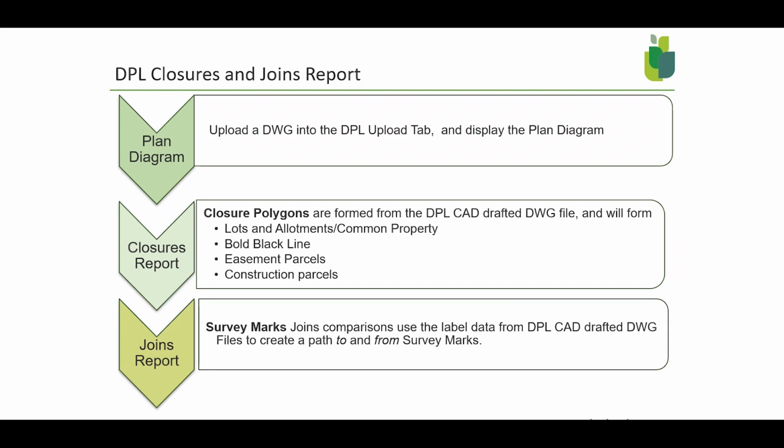The new DPL Closures and Joins report will calculate closure polygons of lots and allotments, easements, the bold black line and construction parcels, and it will highlight errors, calculate closures results and provide a joins report. The following video will demonstrate an overview of the Closures and Joins report within DPL plans lodgement.